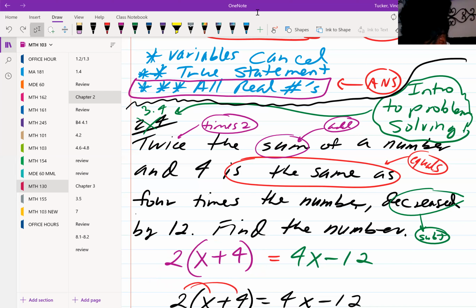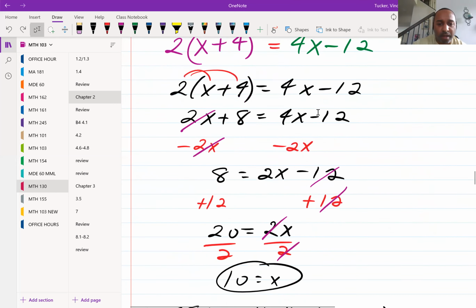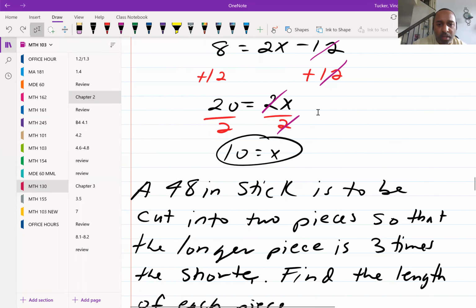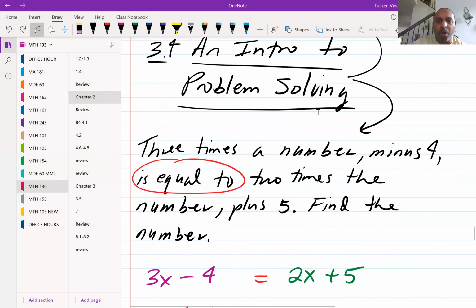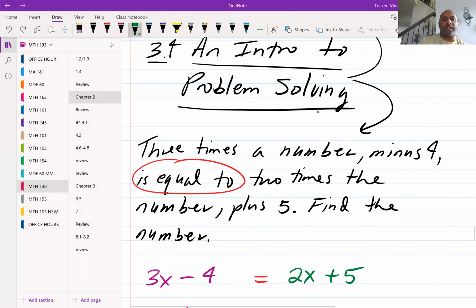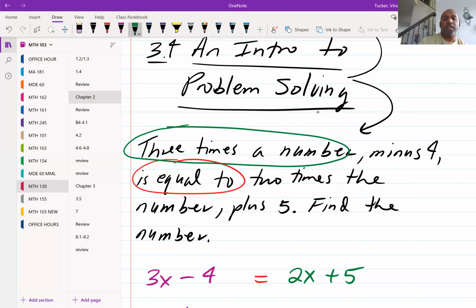Okay. But if the wording said twice the number, and I think I have, no, I don't see one down here. Okay, but it's a little further down. See how this one says 3 times a number? Okay. That's going to be 3x. Notice no parentheses here. We're going to get to it. It's a little further down. Okay.